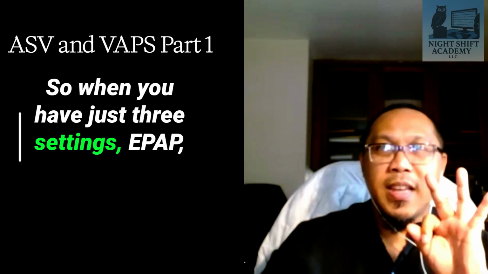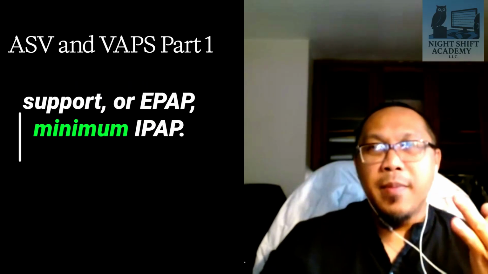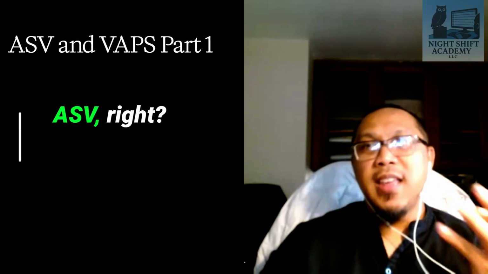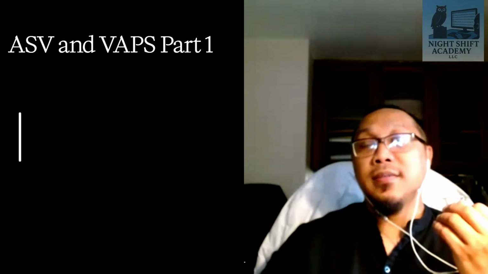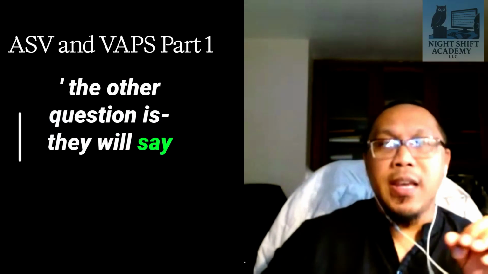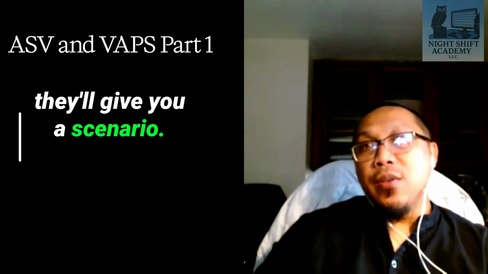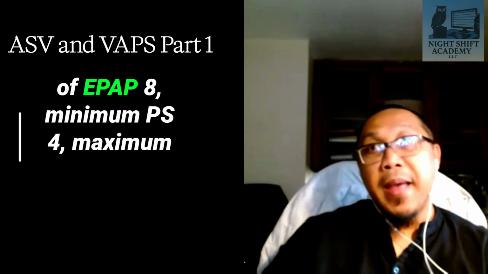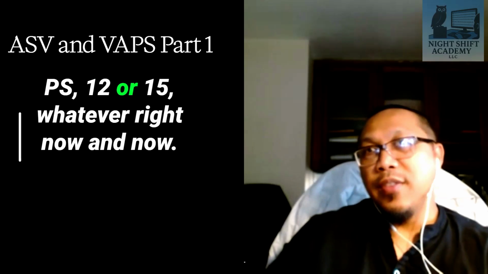So when you have just 3 settings, EPAP, minimum pressure support, maximum pressure support, or EPAP, minimum IPAP, maximum IPAP, that can only be what? ASV, right? You got it? The other question is they will say the mode. During your ASV titration, they'll give you a scenario. You have titrated the patient up to a pressure of EPAP 8, minimum pressure support 4, maximum pressure support 12 or 15, whatever, right?